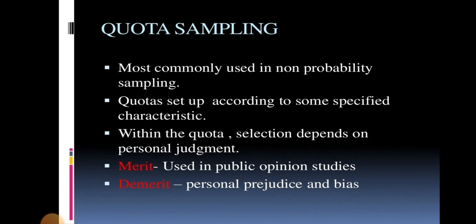Now next is quota sampling. What is the meaning of quota? It is specified according to some specified characteristics. Specified characteristics can be anything, like quota of class, community, religion, or anything. It means a specific quota where the persons have similarities. Within the quota, the selection depends on personal judgment. What are the merits of quota sampling? It is used in public opinion studies, and its demerits are personal prejudice and bias.